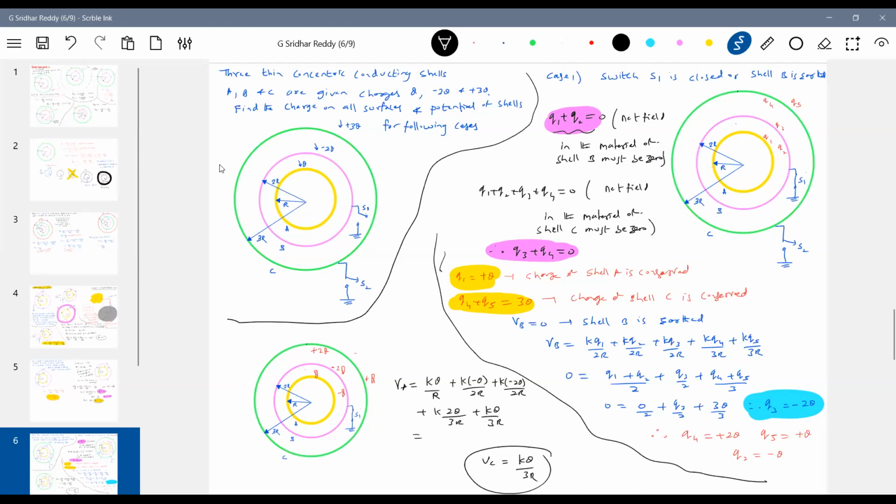Anybody got the value? KQ by 2R. So they may ask you potential difference, with one shell earthed. Let it be, no problem. The method is the same. These are very popular. They can be asked in mains or advanced anywhere. Looks simple, but still they can ask you.